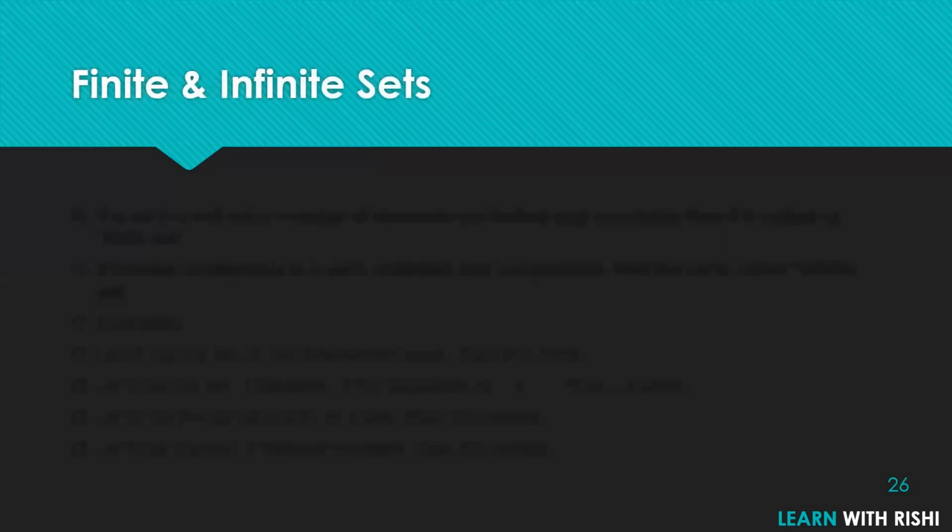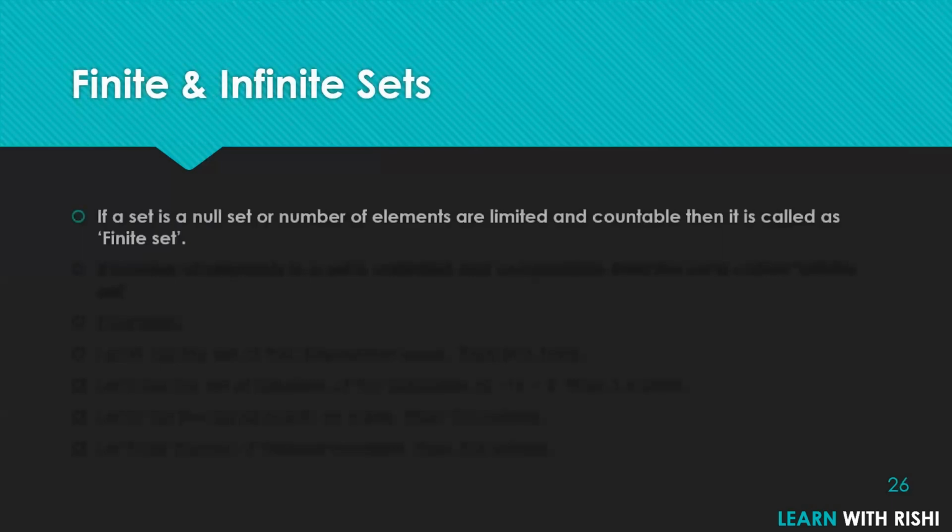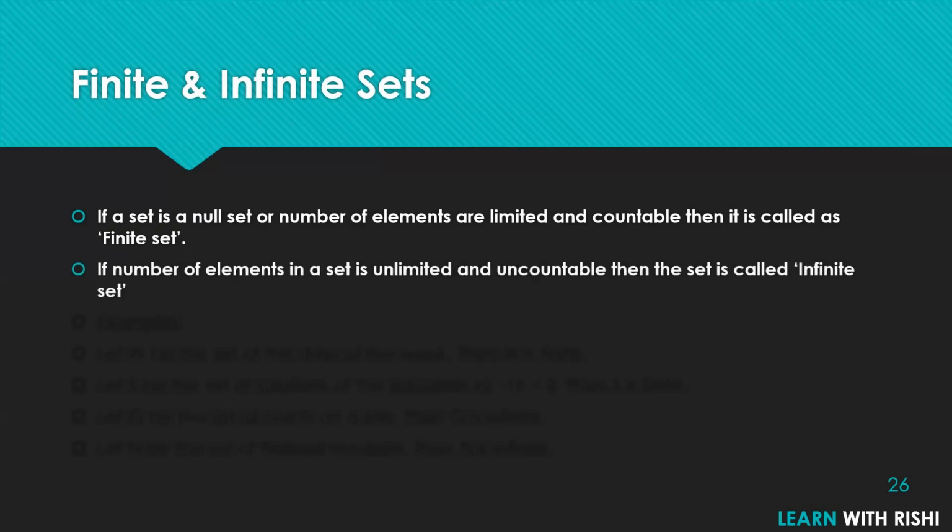Let us move to the next concept, finite and infinite sets. If a set is a null set or the number of elements is limited and countable, then it is called a finite set. If the number of elements is unlimited and uncountable, then the set is called an infinite set.